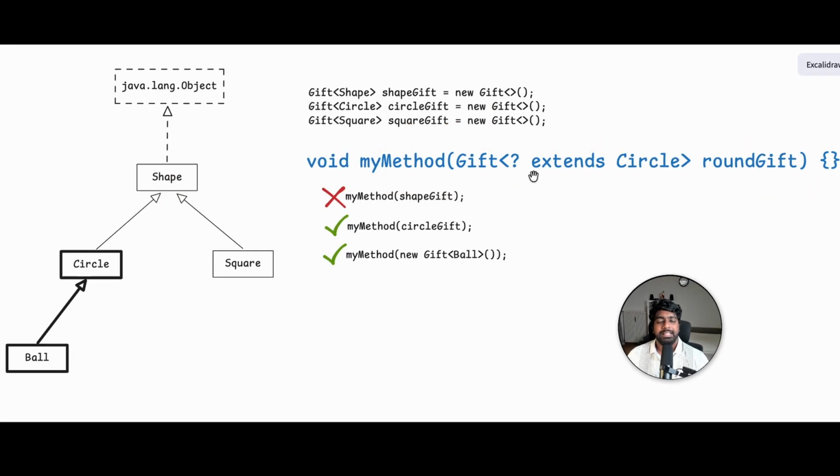Now the second variation when it comes to the wildcard types, it's the upper bound. It is very easy to understand where we define an upper limit. According to our inheritance tree, we can pass the gift of circles or gift of balls or any other subclass that is created from the circle class because our upper limit is the circle type.